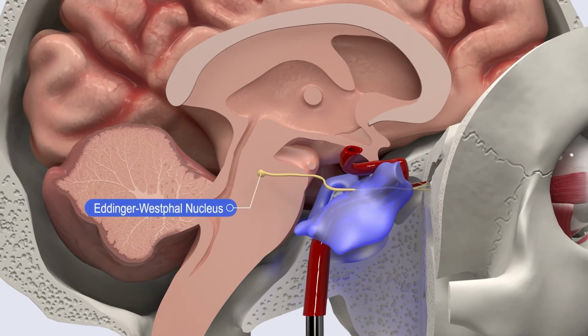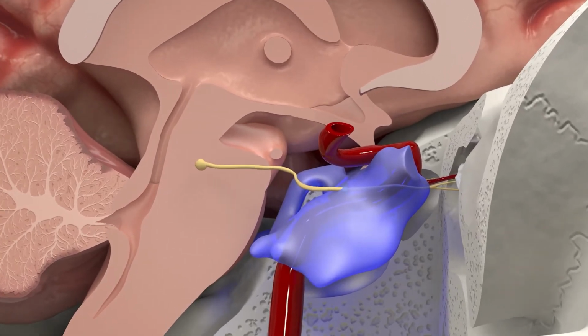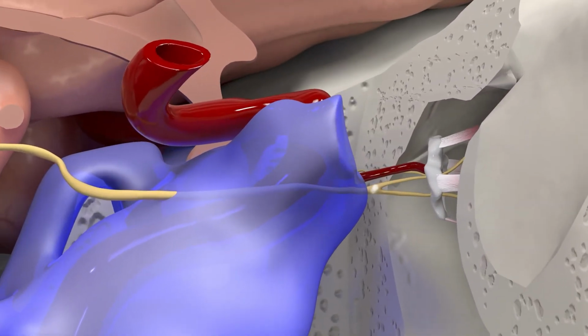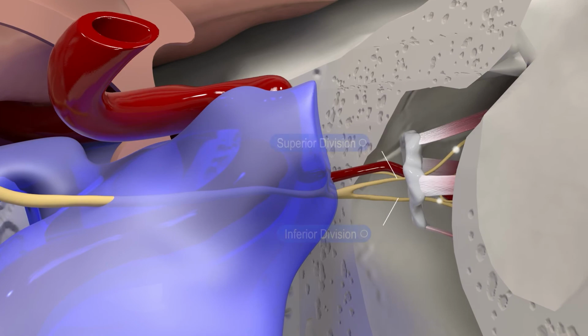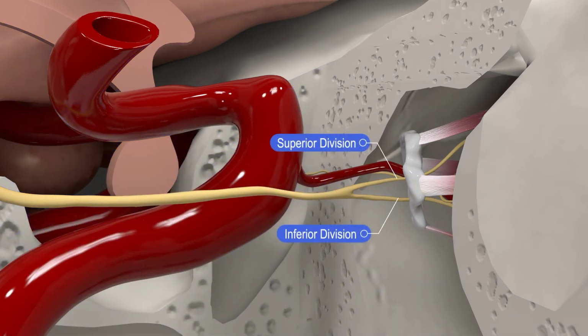Efferent signals from the Edinger-Westphal nuclei travel along the bilateral oculomotor nerves. Emerging from the brain, the oculomotor nerves pass anteriorly through the cavernous sinus, splitting into superior and inferior divisions before entering the orbit of the eye through the superior orbital fissure.